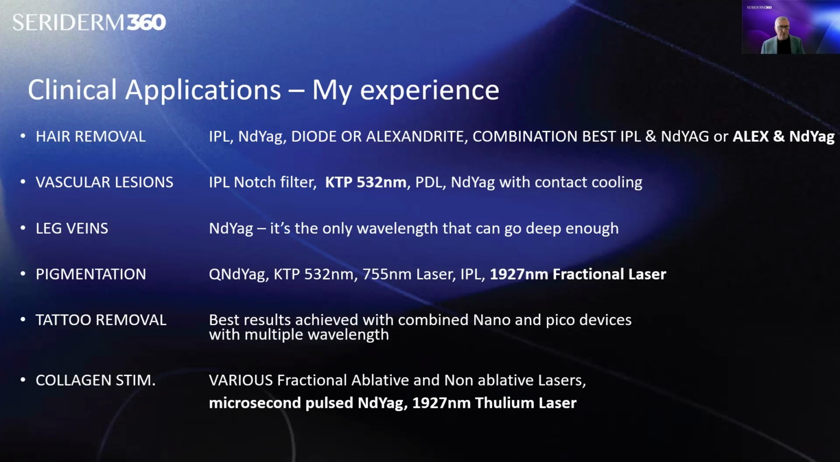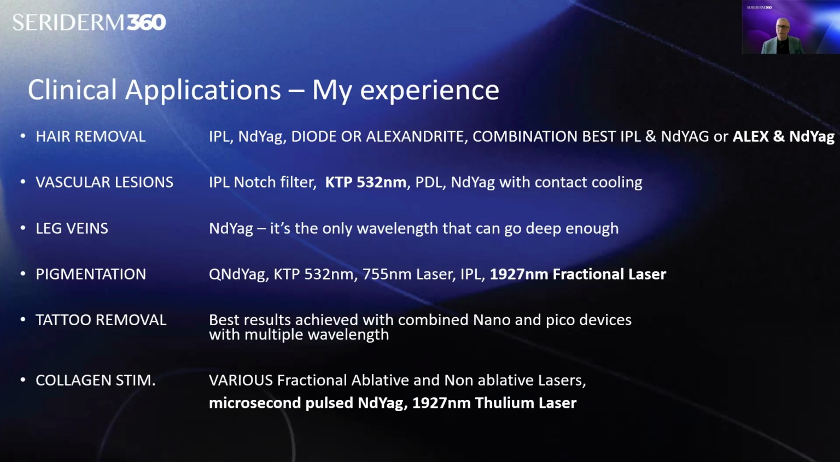You can use a Q-switched YAG, you can use a 532 laser and a 755 laser on lighter skin types. You can use an IPL on lighter skin types. And then you can use a picosecond device. Q-switched nano and picosecond devices allow you to treat all skin types of pigmentation.